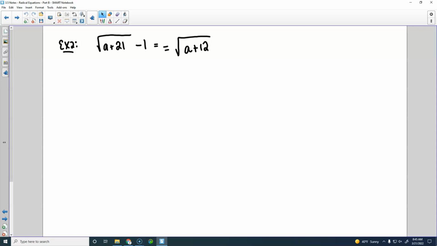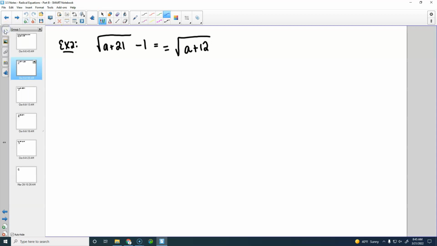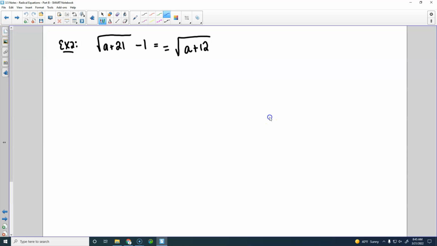Here we go. So here is the next one that we're going to look at. Okay, so if you see ones like this, and you will, that have square roots on both sides, and then you've got a number that's not underneath the square roots, these are going to be long problems. So if you do this in 4 or 5 steps, then you've done something wrong. It should take a long time to do these problems.